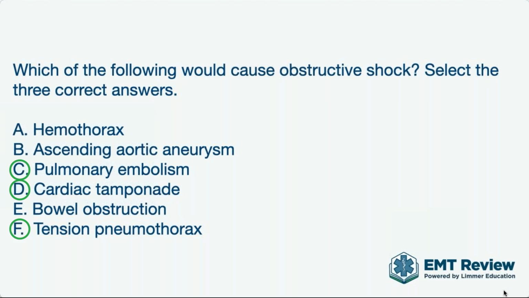Again, pulmonary embolism, cardiac tamponade, tension pneumothorax. All right. The ascending aortic aneurysm, and that's when it comes out of the left ventricle and then goes up right before it makes the loop. That's the ascending aorta, all right? And that, if it ruptures, would be hypovolemic. It could be rapidly fatal, but that's what that would be.